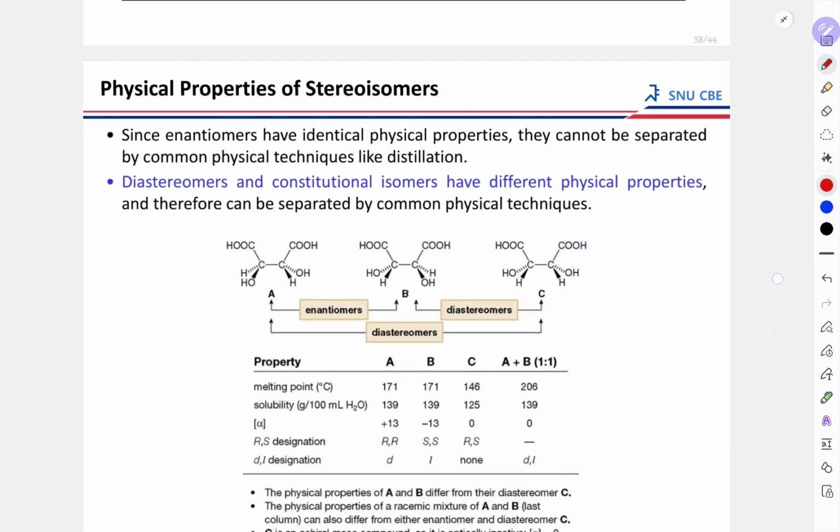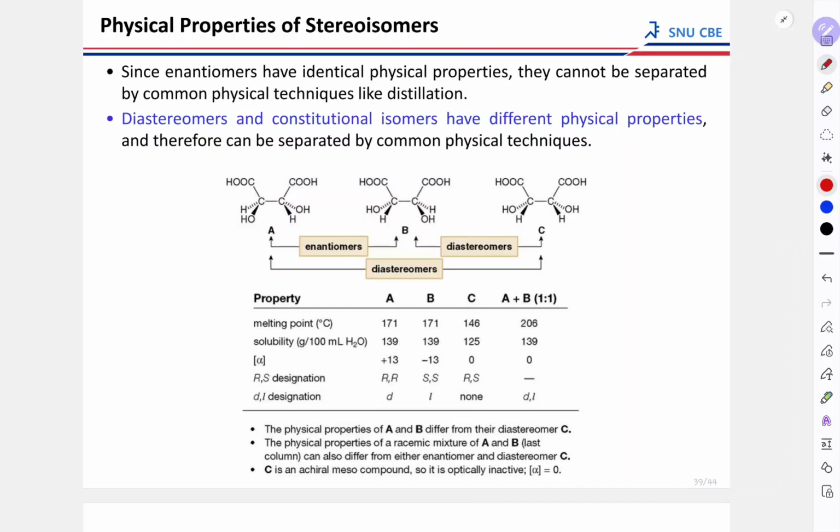This is a specific example of the molecule. Yes, enantiomers have identical physical properties. They cannot be separated. They have the same melting point and boiling point, and solubility is also identical. So they cannot be separated by common physical techniques.